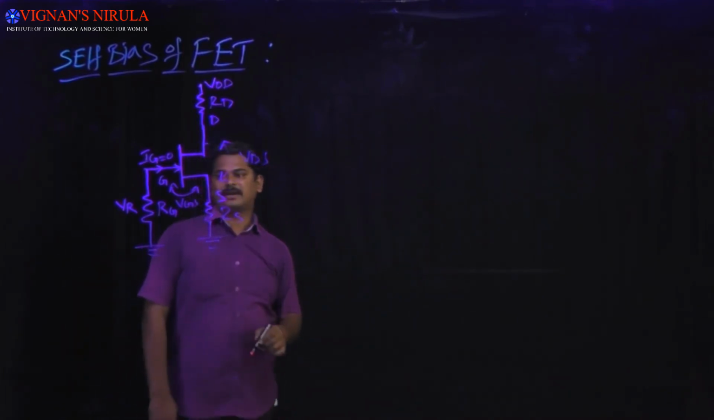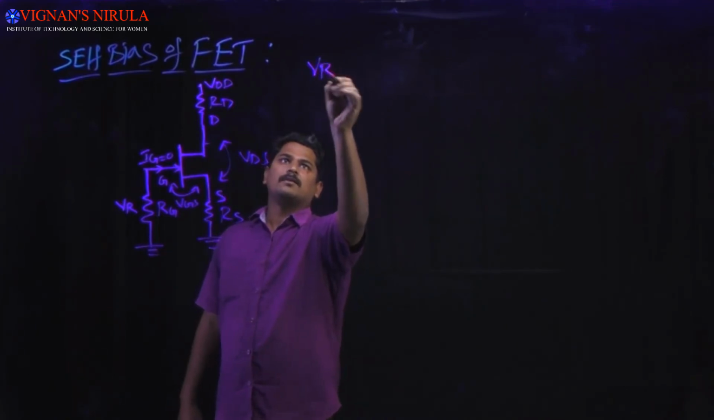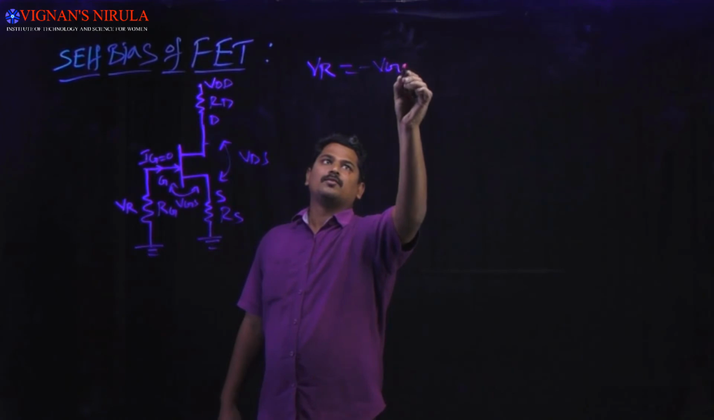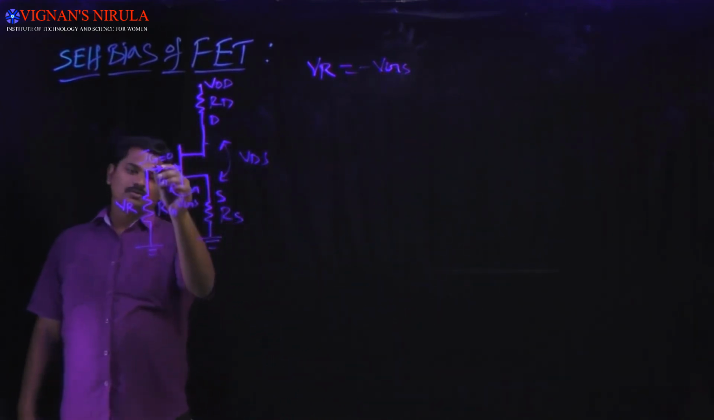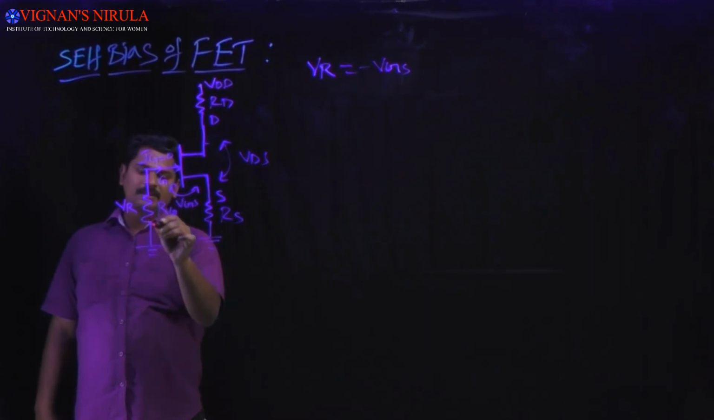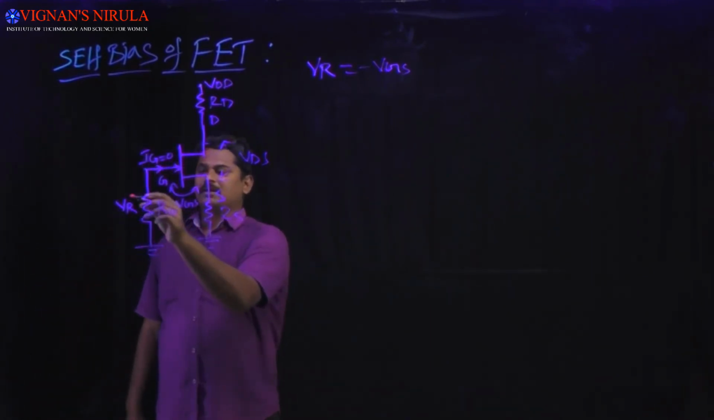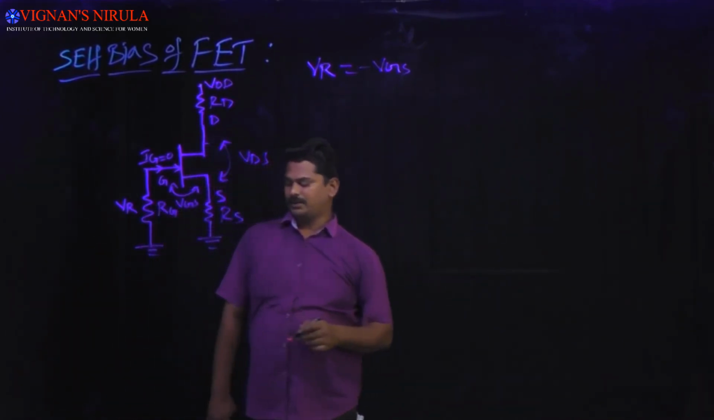And now we can write that VR is equal to minus VGS, because IG is equal to 0, so this resistor will behave as a short circuit, and the voltage drop across this resistor will be equal to minus VGS.